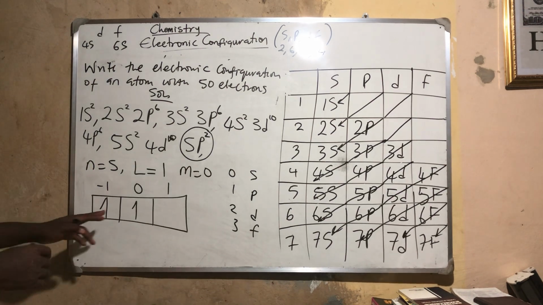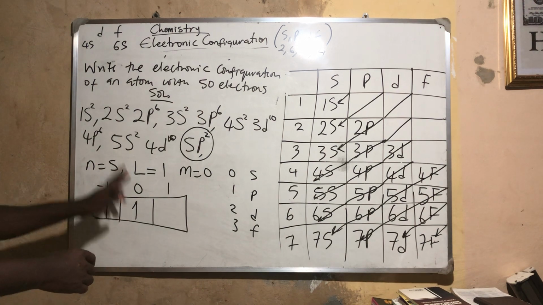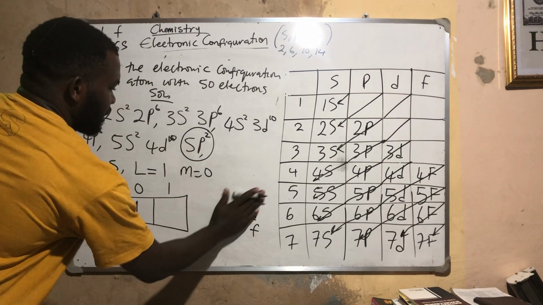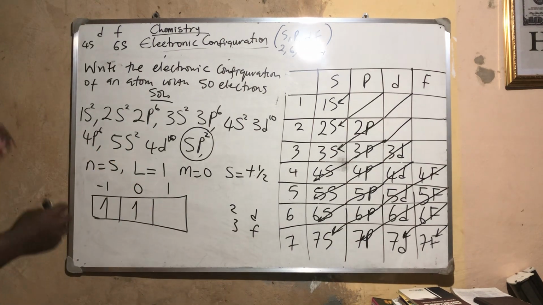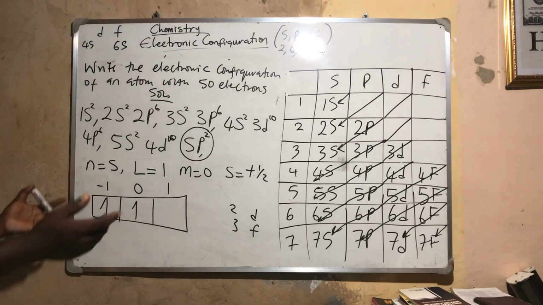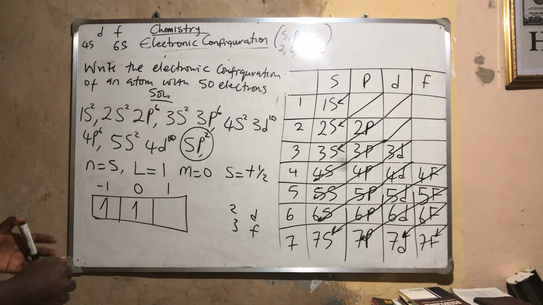Are you with me? And since my spinning is spinning up, it means that my spin quantum number is positive half, because it is spinning up. But if it is spinning down, it will give you what? Negative half. So that is how to find the quantum numbers of such an electron.